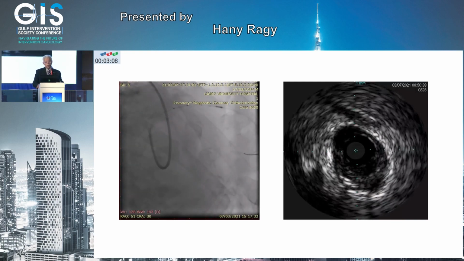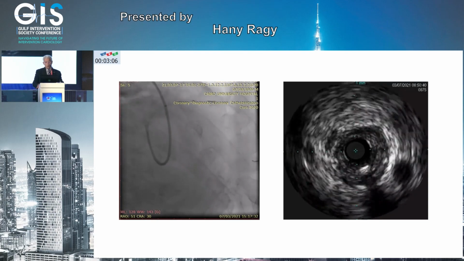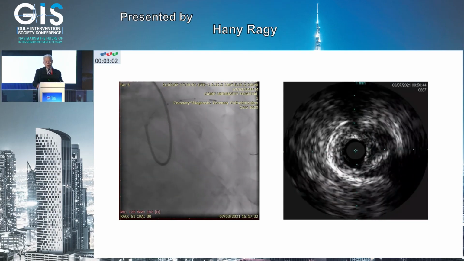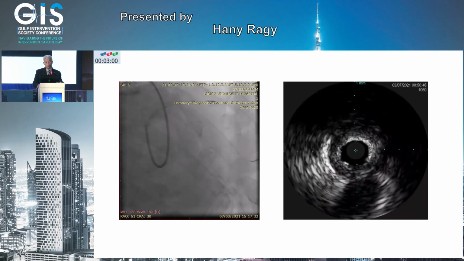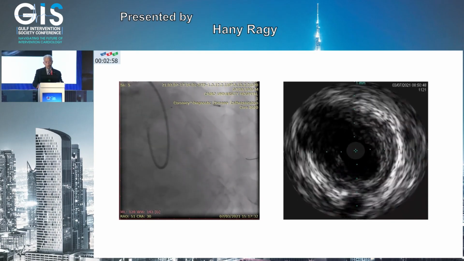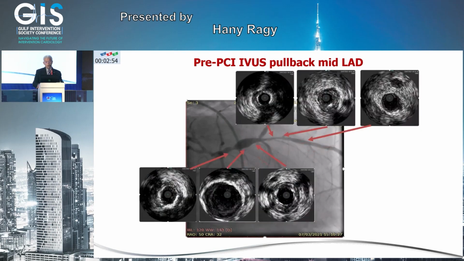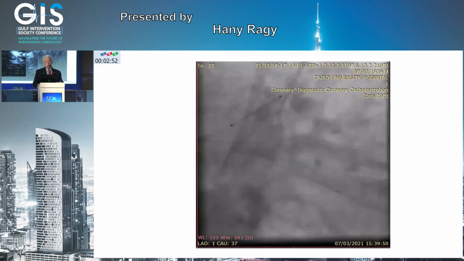So this is, again, a patient with left main disease and a proximal LAD aneurysm, ectasia, in which IVUS was done. And it showed the very large ectatic area. I'll show you in a minute. There you go. And this patient, sorry, I'll move fast.